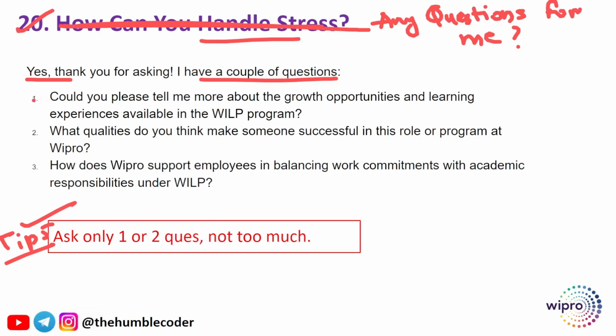So I have brought different questions which you can ask. First question that you can ask is, could you please tell me more about the growth opportunities and learning experiences available in the WILP program? Second question that you can ask is, what qualities do you think make someone successful in this role or program at Wipro? Third question that you can ask is, how does Wipro support employees in balancing work commitments with academic responsibilities under WILP? Okay, so you can ask any of these questions, or if you have any other questions in your mind, you can ask that also, but make sure that it is decent enough to be asked.